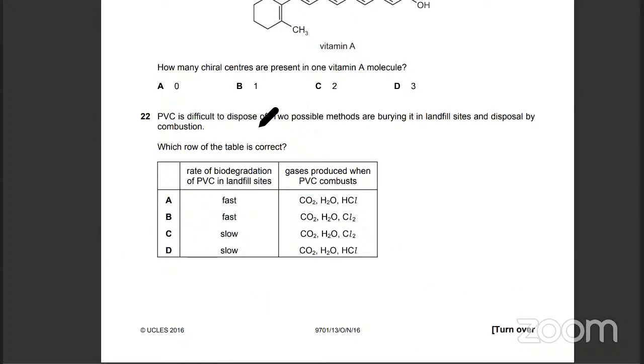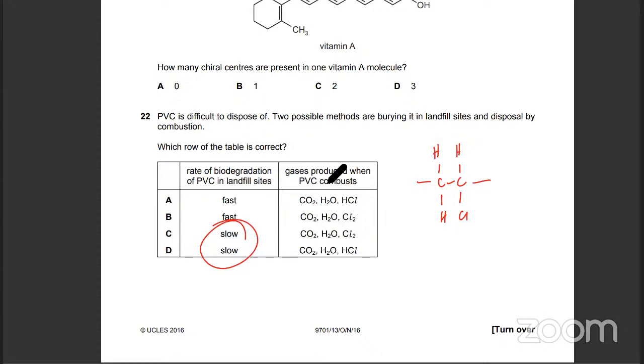PVC is difficult to dispose of. Two possible methods are burying it in land and disposing of it by combustion. PVC is a polymer that has Cl in it. So the rate of biodegradation of PVC in landfill sites is going to be very slow. Remember, the carbon bonds are really stable. They don't like to biodegrade.